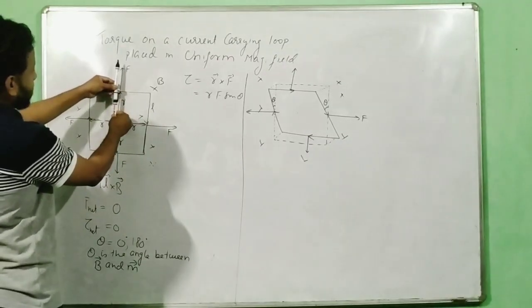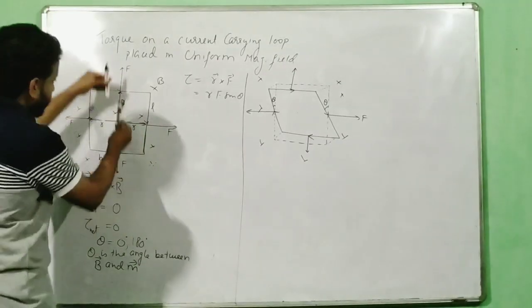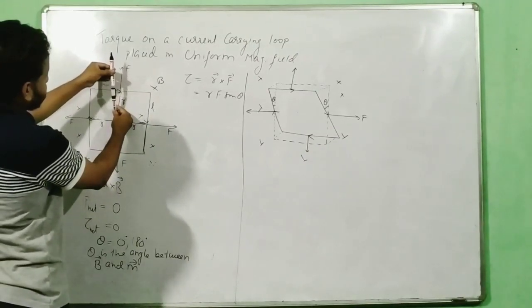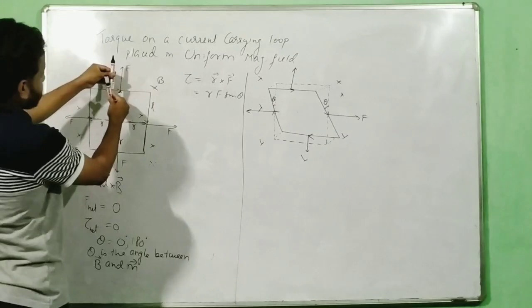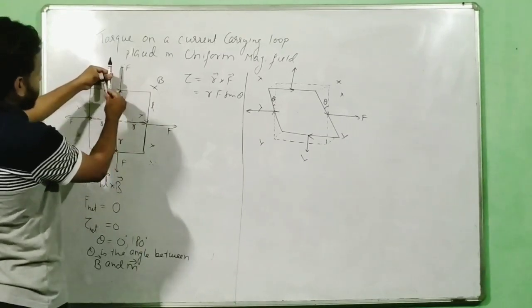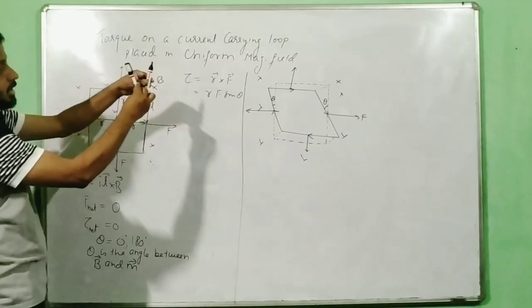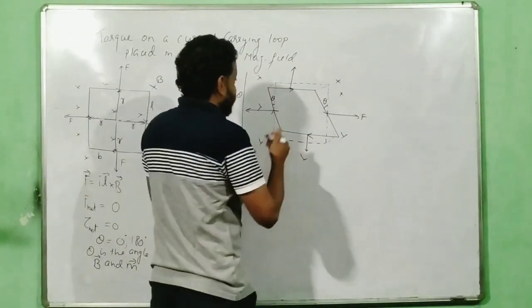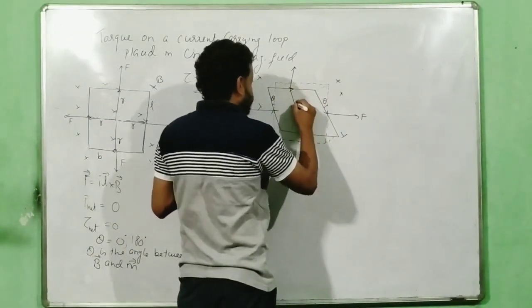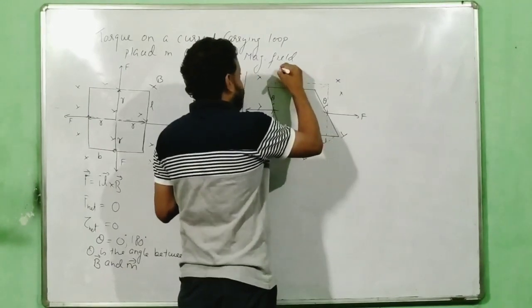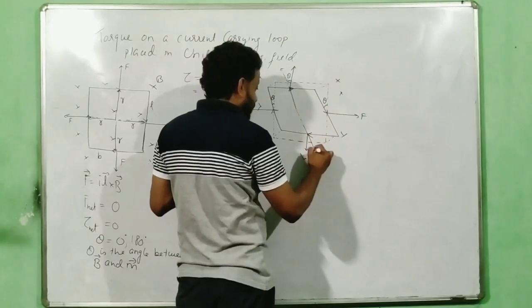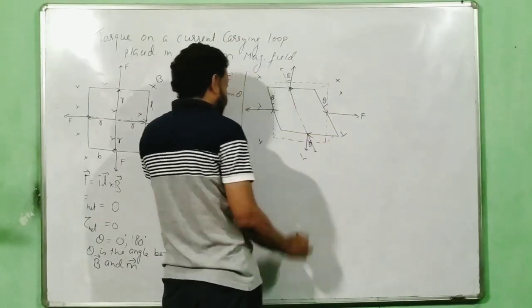Initially R and F are at 0 degree. When you rotate it, the F is still in the upward direction. So can you see this R? This R and F will make an angle theta. If I draw that R over here and extrapolate this, this also makes an angle of theta.